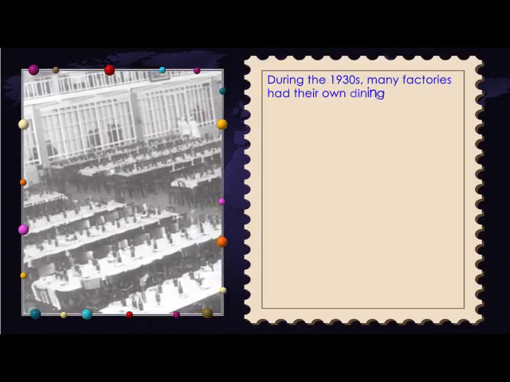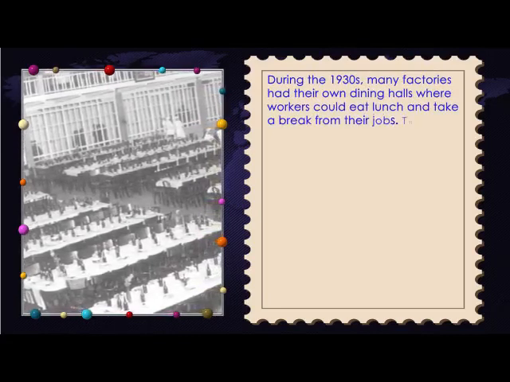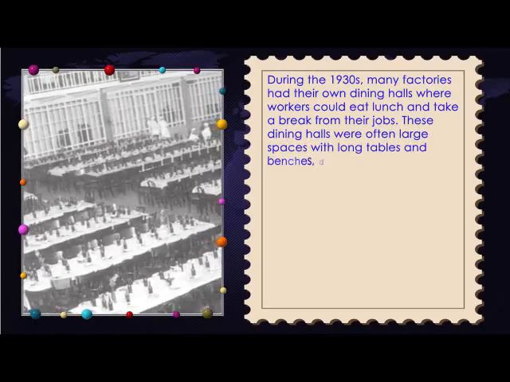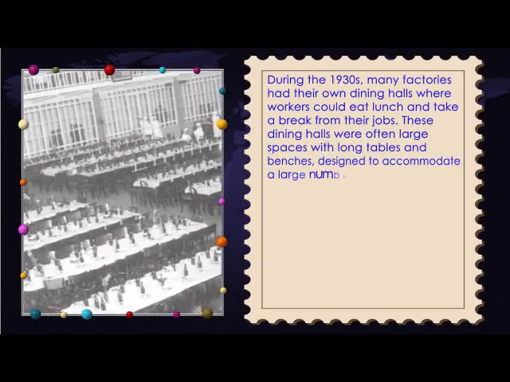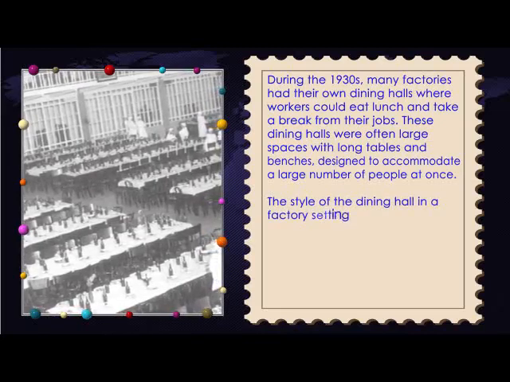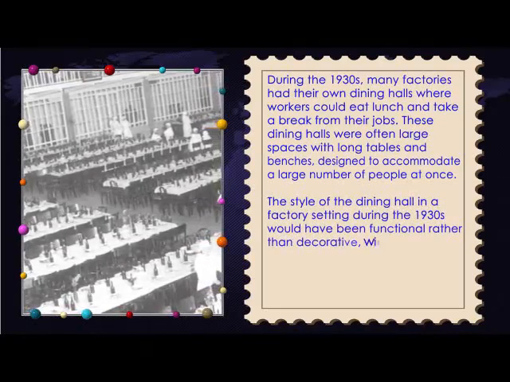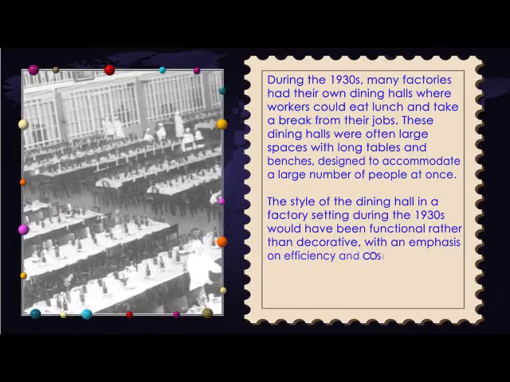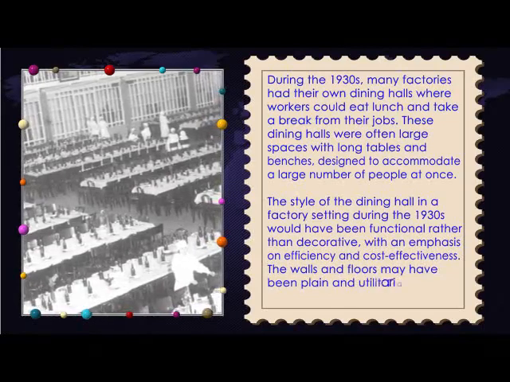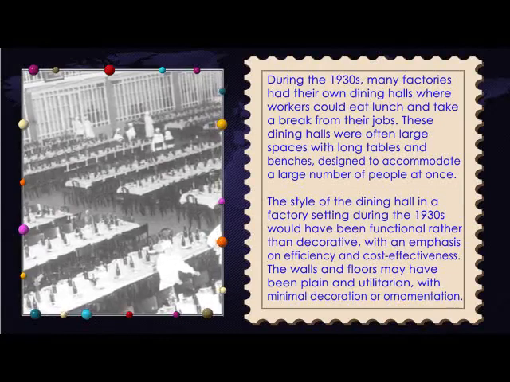During the 1930s, many factories had their own dining hall where workers could eat lunch and take a break from their jobs. These dining halls were often large spaces with long tables and benches designed to accommodate a large number of people at once. The style of the dining hall in a factory setting during the 1930s would have been functional rather than decorative, with an emphasis on efficiency and cost effectiveness. The walls and floors may have been plain and utilitarian, with minimal decoration or ornamentation.